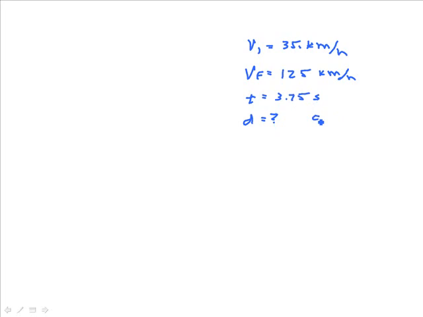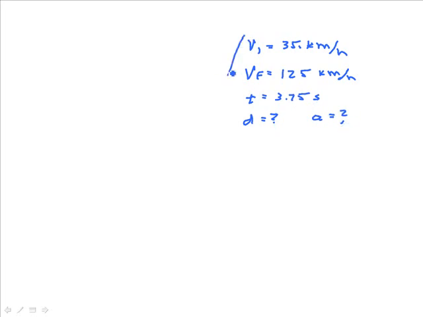So we know that the initial velocity of the motorcycle was 35 kilometers per hour, and the final velocity was 125 kilometers per hour, and this process took 3.75 seconds. They want to know what the displacement was during this time, and they want to know what the acceleration was during this time.